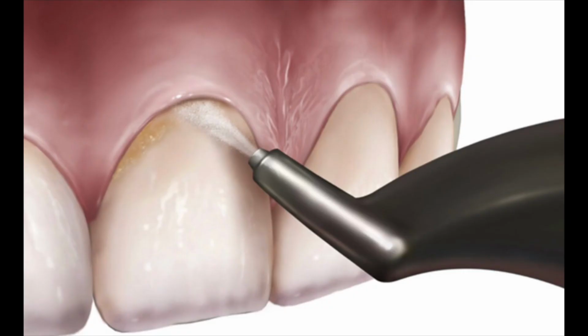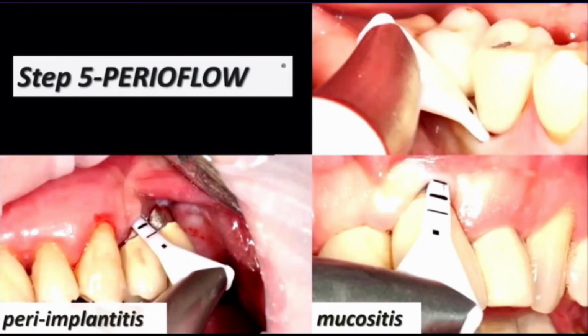The fourth step is air polishing. It has been shown that it is a lot better than using chlorhexidine because the air polishers can take off the biofilm from supra to sub. After AirFlow, it is PerioFlow. This is a lot better for the pockets that are deeper than 5 millimeters.